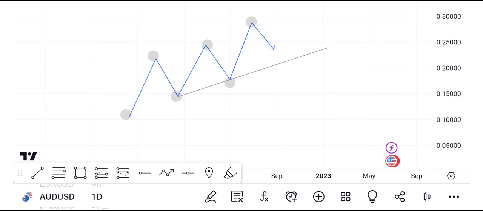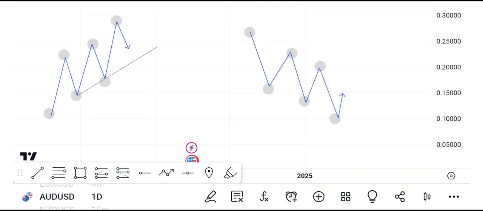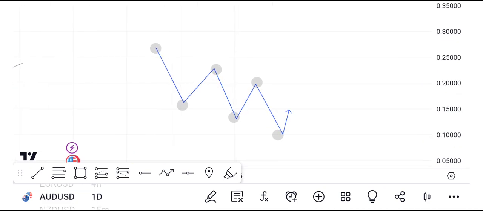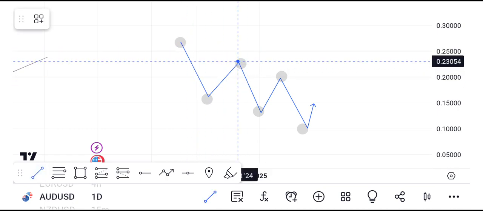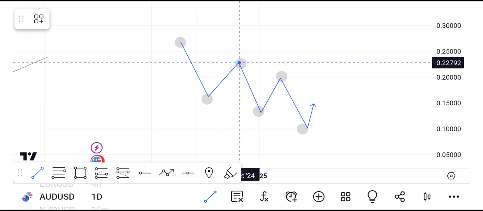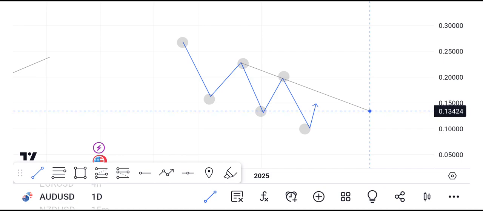Now we have spotted the trend. Let me show you the downtrend one. With the downtrend, you want to look at the two previous lower highs, meaning you will start here and have it here.